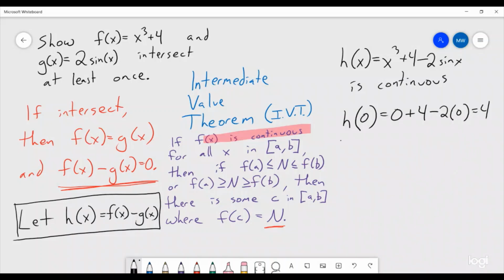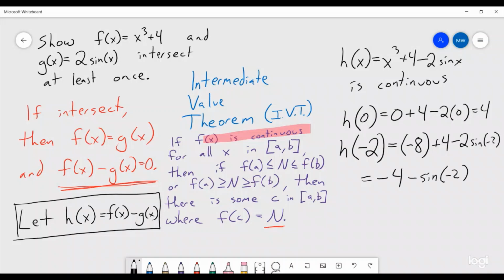So let's try h of negative 2. Let's see what that is. This is going to be negative 2 cubed, which is negative 8, plus 4 minus 2 sine of negative 2. I'm not really sure what sine of negative 2 is, but what we have left is negative 8 plus 4, that's negative 4, minus 2 sine of negative 2.